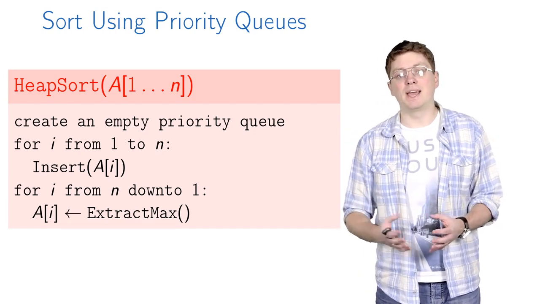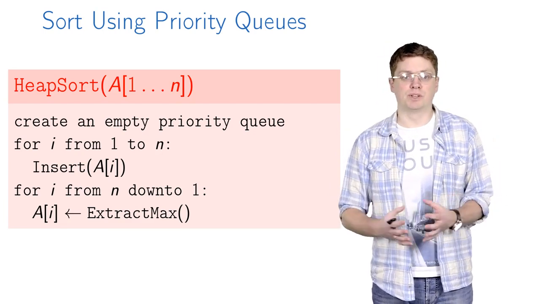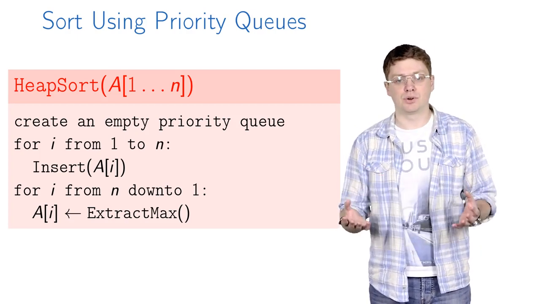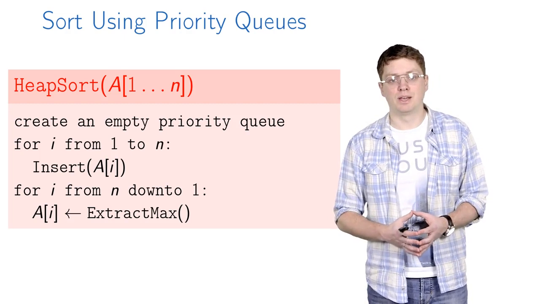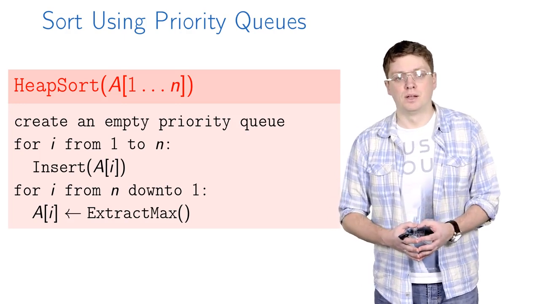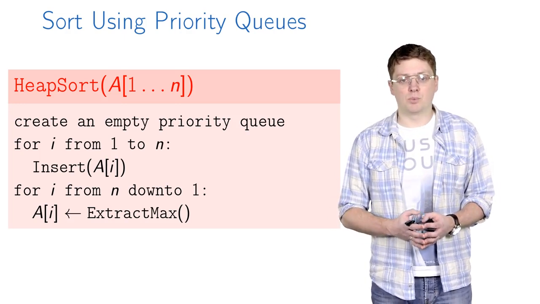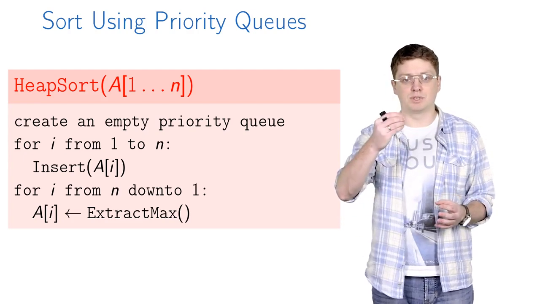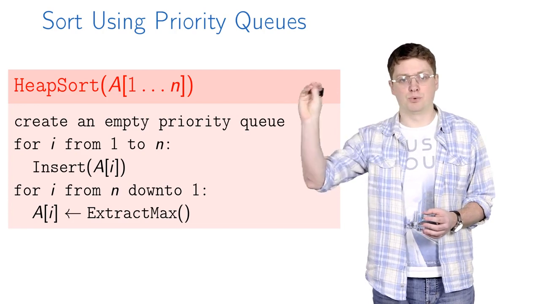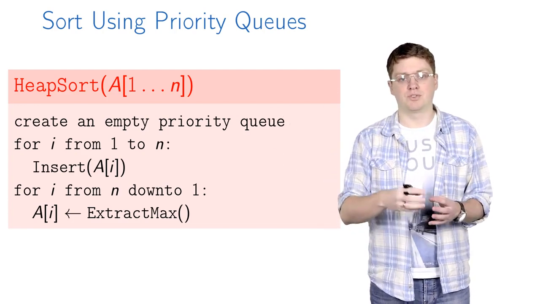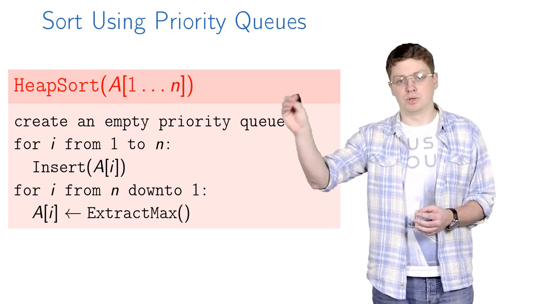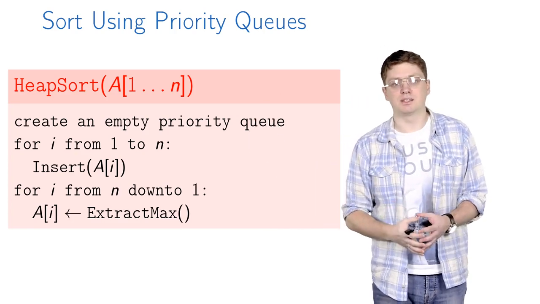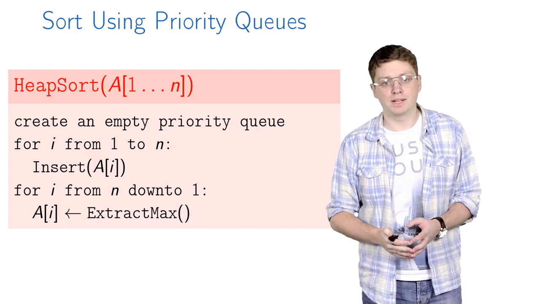Indeed, given an array A of size n, we do the following. First, just create an empty priority queue. Then insert all the elements from our array into our priority queue. Then extract the maximum one by one from the given array. Namely, we first extract the maximum, so this is the maximum of our array, so put it to the last position. Then extract the next maximum and put it to the left of the last position, and so on. This clearly gives us a sorted array, right?